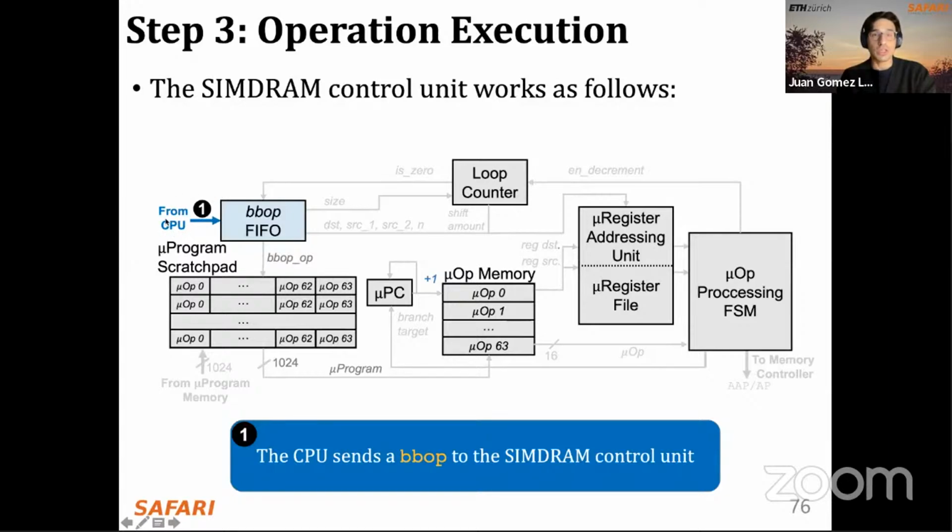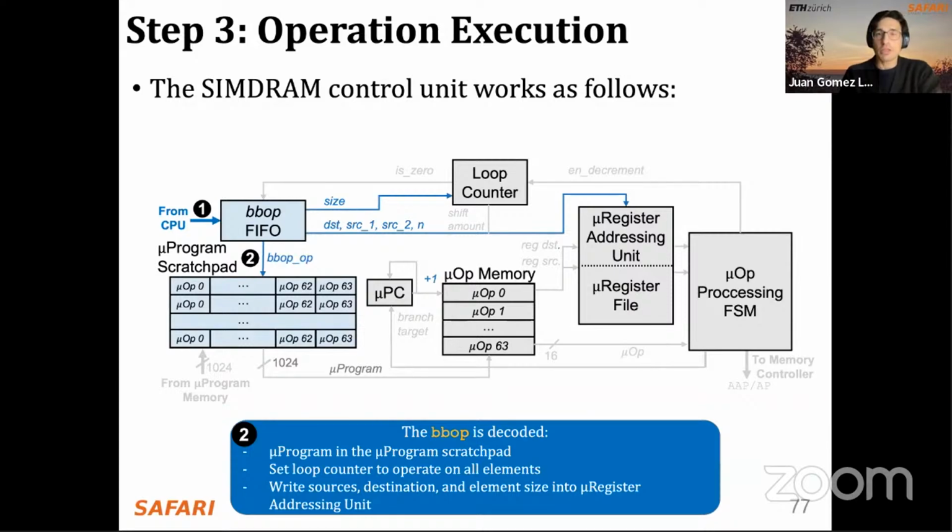First of all, it receives from the CPU the bbop instruction that is going to be executed in DRAM. Essentially the CPU decodes a new instruction, sees that this instruction is a bbop, and sends it to the SIMDRAM control unit for its execution. And we have here a FIFO to store all these bbops that are coming from the CPU and to start the execution of each of them one by one.